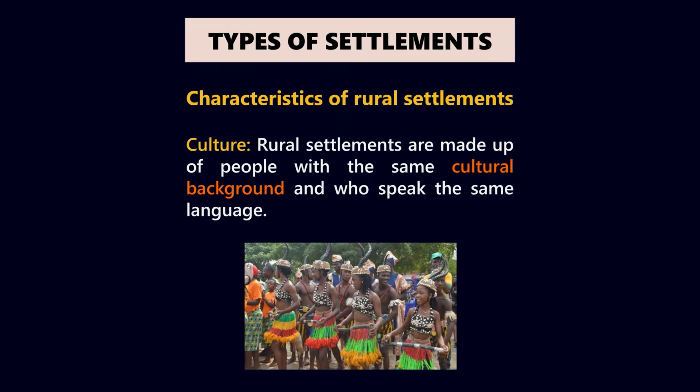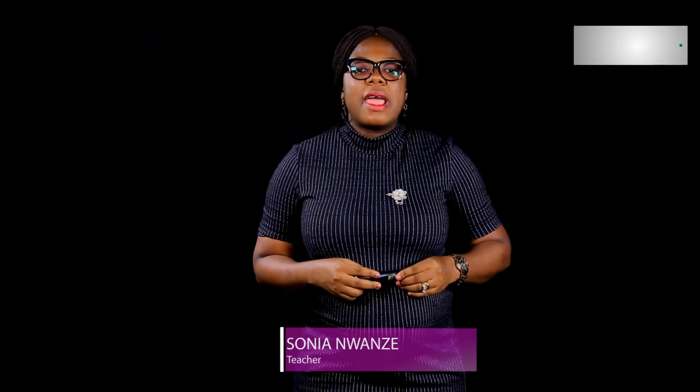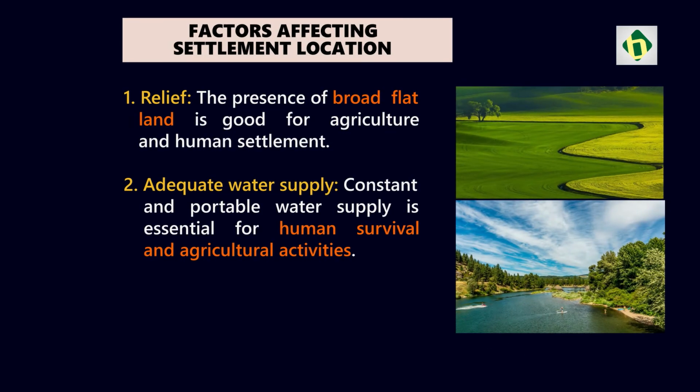And lastly, culture. People living in rural areas share the same cultural background. For example, in your village or your community, you find out that you all speak the same language. This is because you share the same cultural background. Before an area can be considered fit to be a settlement, there are several factors that come into play. Now we'll take a look at some factors that affect settlement location.